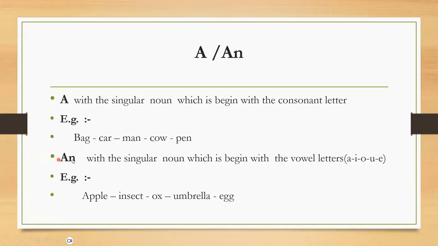Okay? And I use an with a singular noun which begins with a vowel letter. Vowel letters are A, I, E, O, U. An example: apple, an apple. An insect, an ox, an umbrella, an egg.